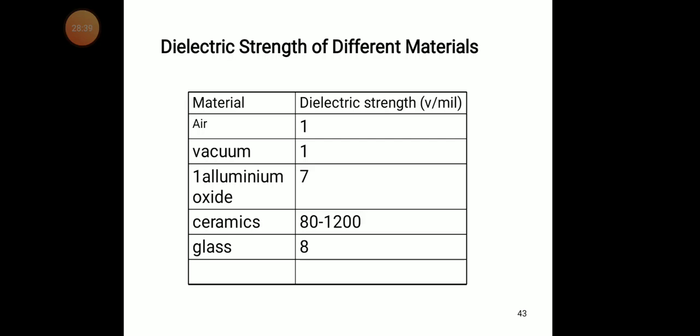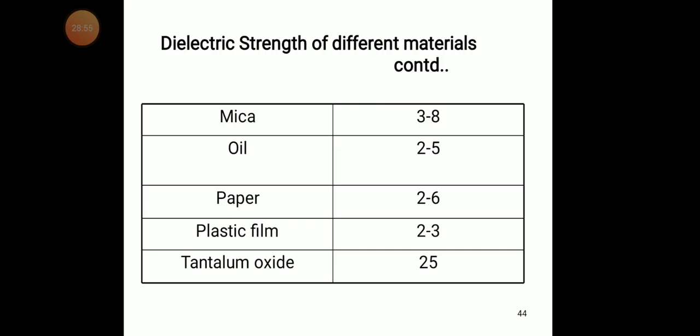millimeter. Air we have 1, vacuum 1, aluminum oxide 7, ceramics 80 to 1200, and glass 8. Mica we have 3 to 8, oil 2 to 5, paper 2 to 6, plastic film 2 to 3, and tantalum oxide also has a high value, that is 25.